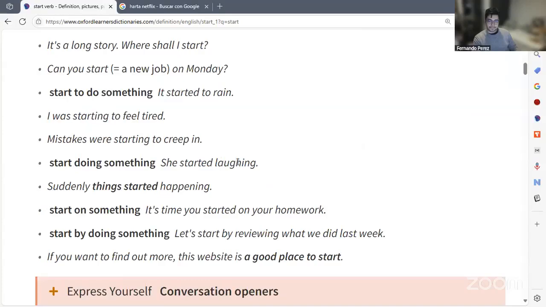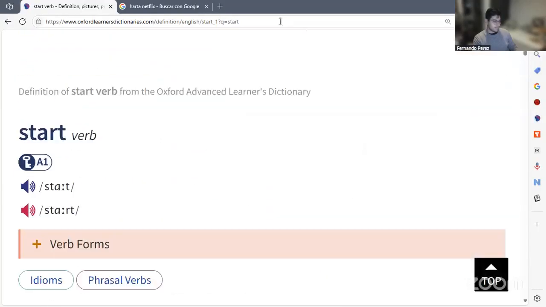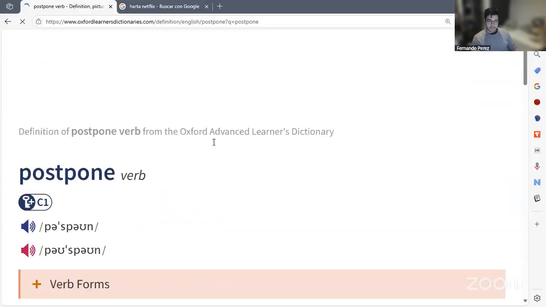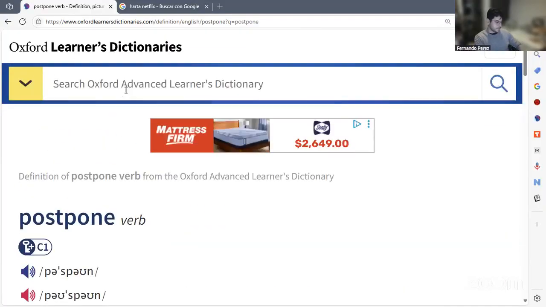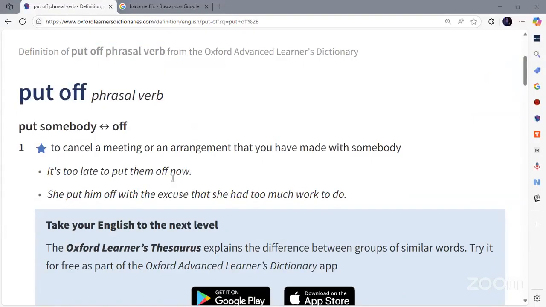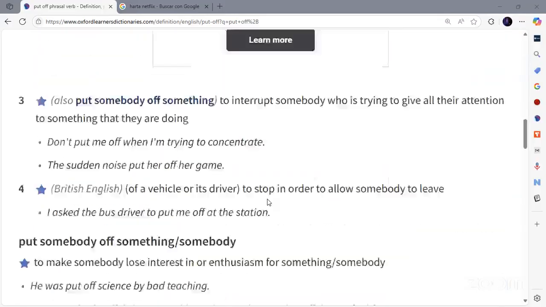Anyway, let me check the level 4. This word, postpone, no, it's better to use the word put off. Everybody, pronunciation, put off. Put off. Perfect.